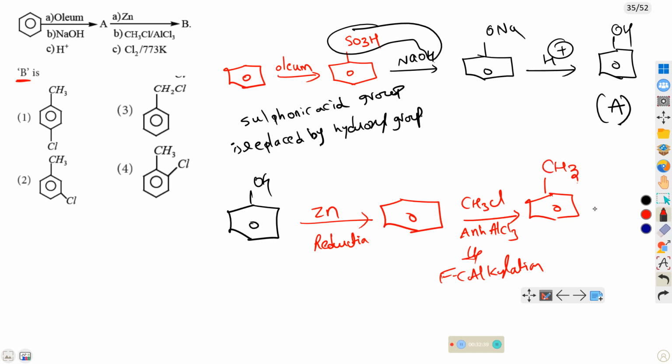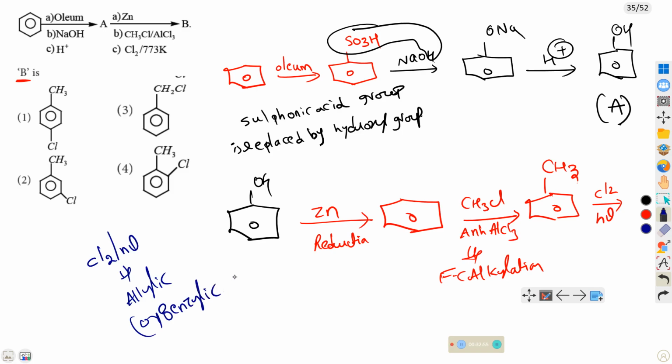Now methyl benzene reacts with chlorine in the presence of sunlight. Already discussed with you, chlorine in the presence of sunlight gives allylic or benzylic substitution. So the chlorine atom substitutes at the benzyl position, then it gives C6H5CH2Cl. Third option correct.